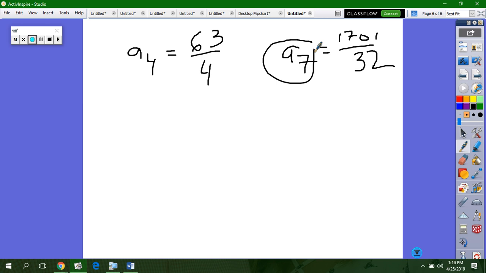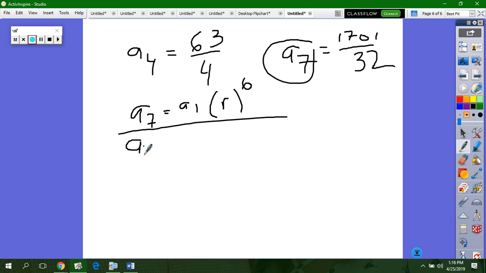So I have a sub 7 equals a sub 1 r. We're finding the general equation, because then that general equation allows us to do what? Find anything, right? It's the nth equation, exactly. Okay? r, what power will it be? 7 minus 1, which is 6. Divide that by a sub 4 equals a sub 1 r to the third.